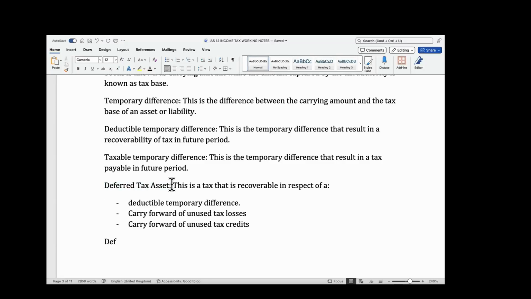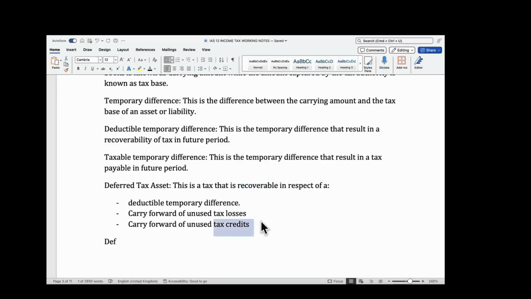right? But when it comes to deferred tax assets, it is beyond deductible temporary difference alone. It could also be as a result of carry forward of unused tax losses and also carry forward of unused tax credits. So if you have tax losses, when you have a taxable loss, the Nigerian law allows you to carry it forward to the next year. You can carry it forward to the next year, and you can net it off against your assessable profits in the future. So unused tax losses also give rise to a deferred tax asset because you are going to recover some tax. The tax you pay will be lower.